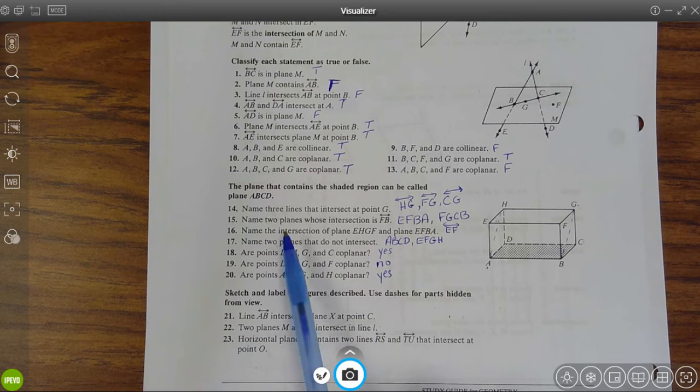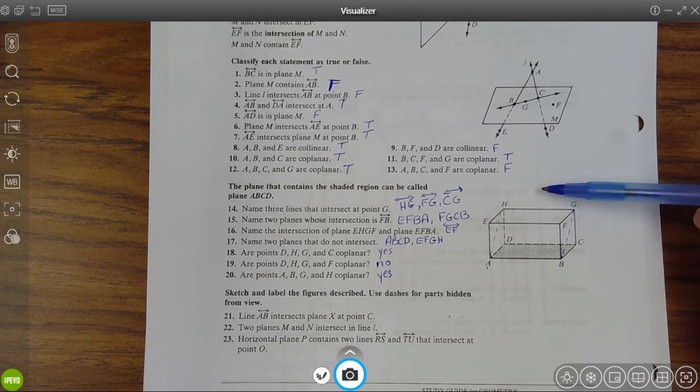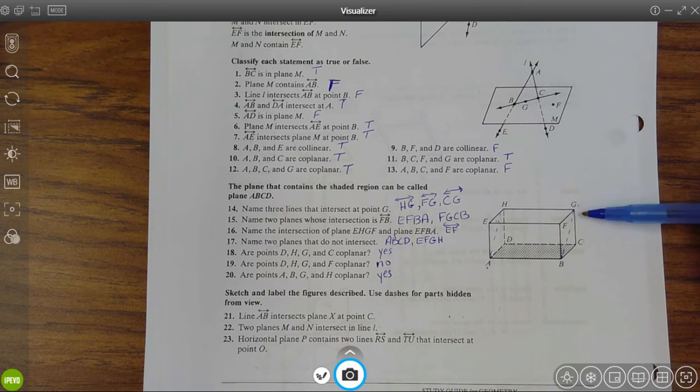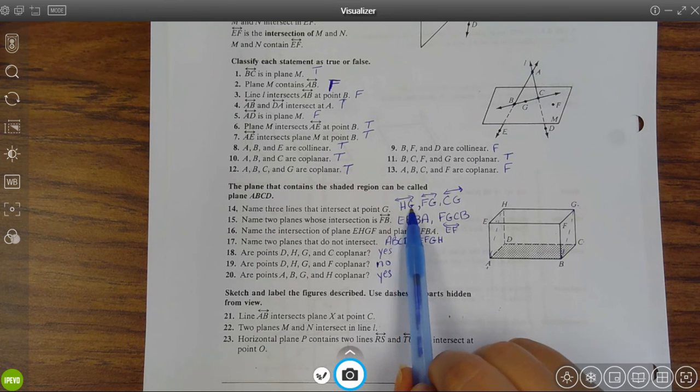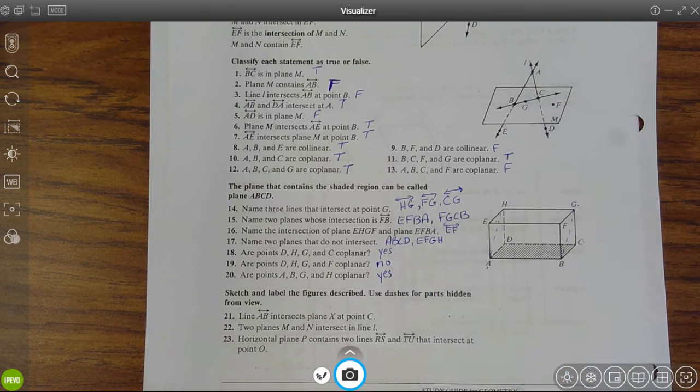Number 14, we're naming 3 lines that intersect at point G. We can do HG, FG, CG. Those are not the only ones. You do want to make sure that you're naming them with 2 letters and putting the correct symbol. You could also do BG, EG, DG, AG. Even though those lines are not drawn, as long as you can connect the 2 points with a straight line, that would form a line.